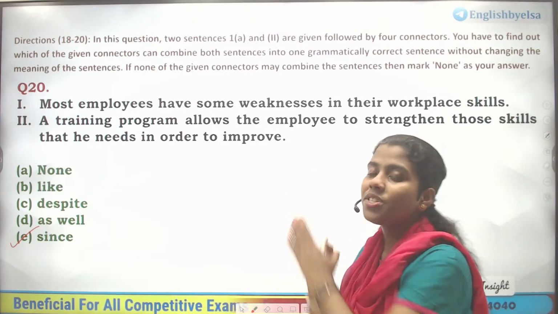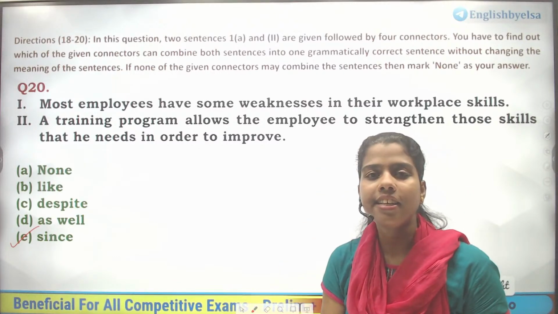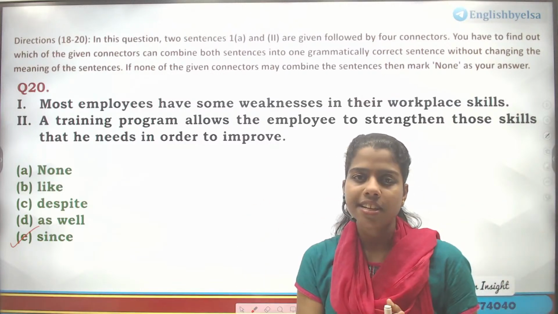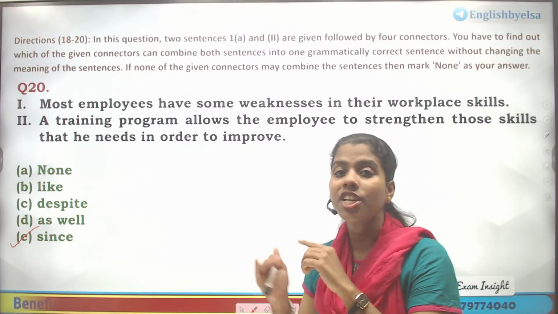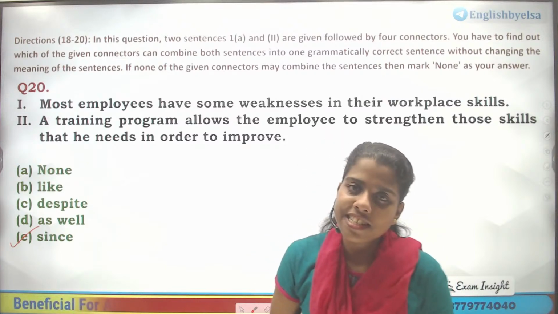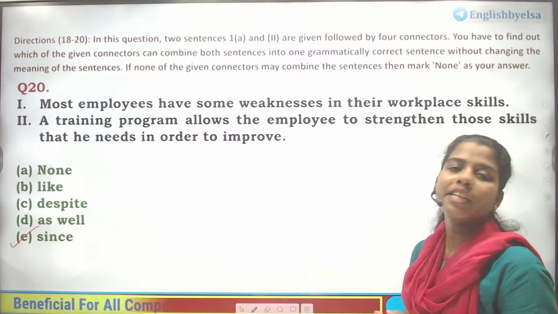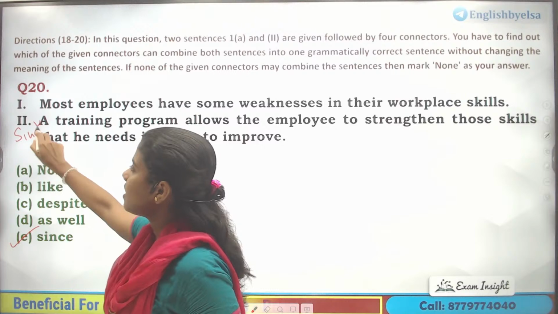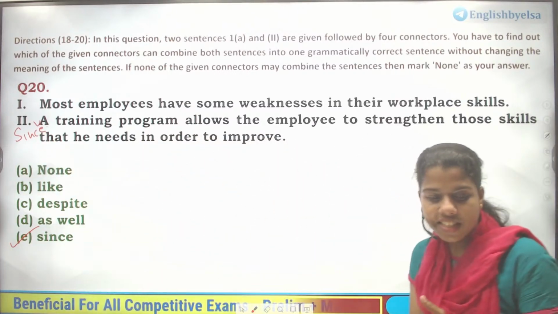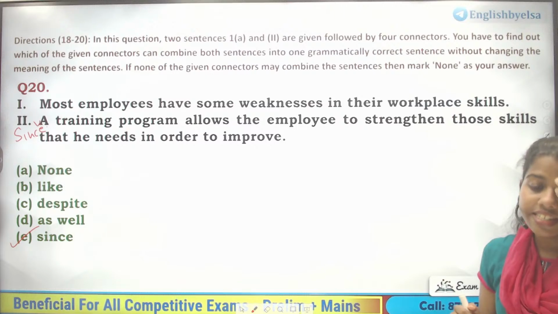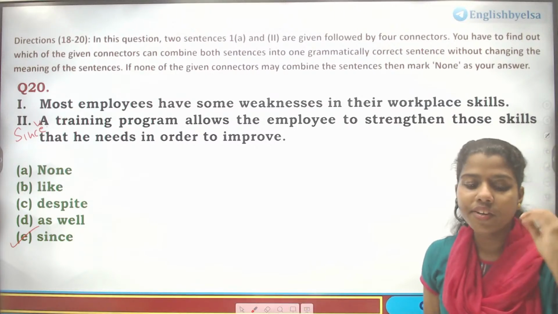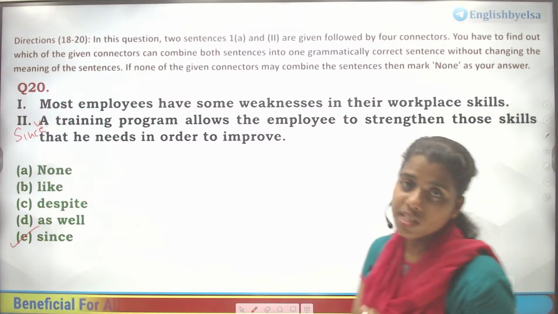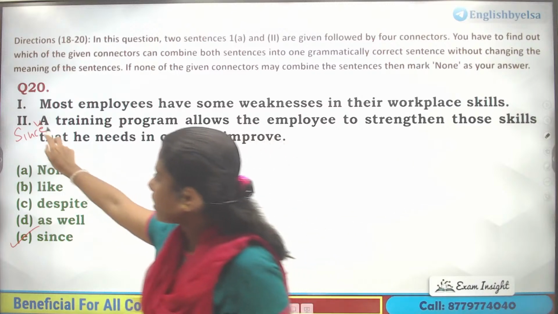See, the question has been said, that means the direction is saying that you have to connect these two sentences to make a single sentence. It has not said that you cannot change the order of the sentence. That means in this question, what I am trying to do is, I put this since here. That means the sentence is starting with, since most employees have some weakness in their workplace skills, a training program allows the employee, so and so. You understood what I did? I wrote it at the incorrect place.